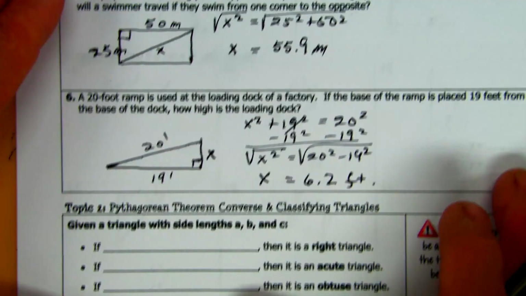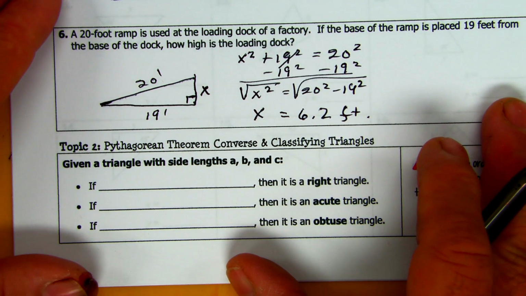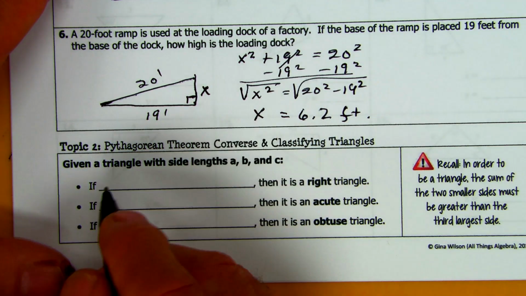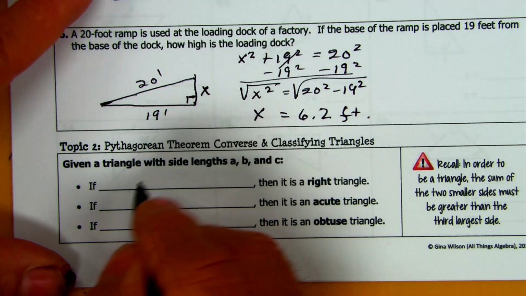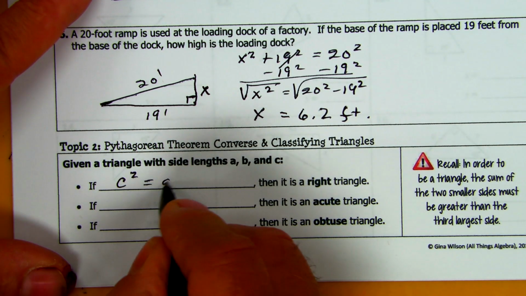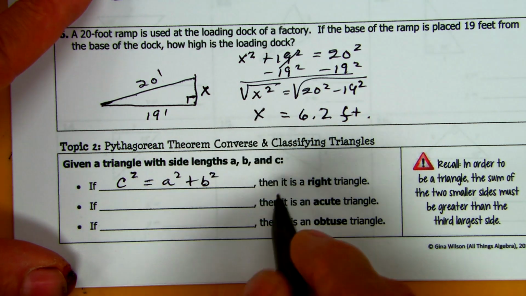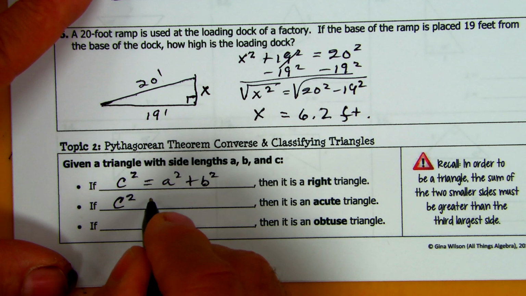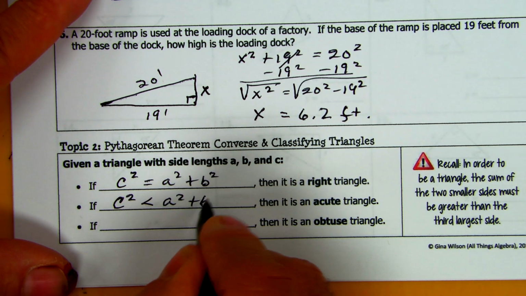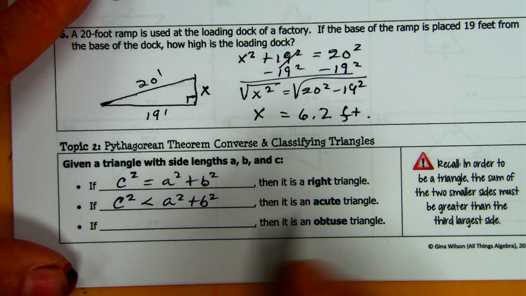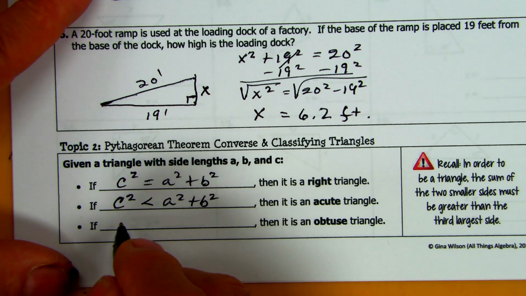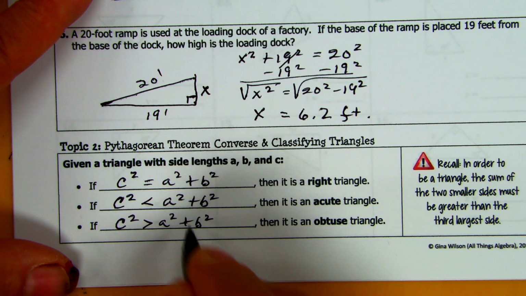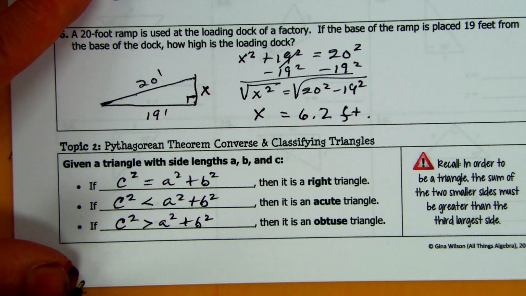Okay, let's move on to topic number 2. Pythagorean theorem, converse, and classifying angles. So given a triangle with side lengths a, b, c, we know that if c squared is equal to a squared plus b squared, then it forms a right triangle. If c squared is less than a squared plus b squared, then it forms an acute triangle. And if c squared is greater than a squared plus b squared, then it forms an obtuse triangle.